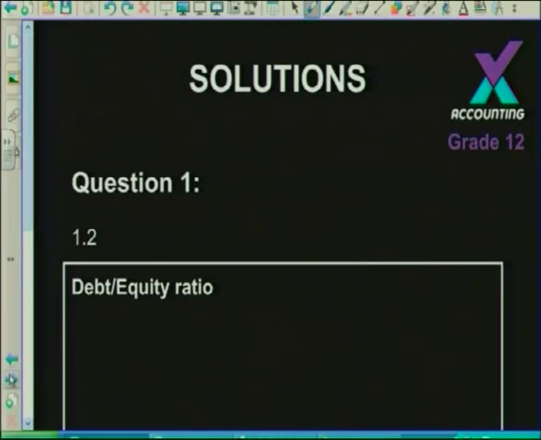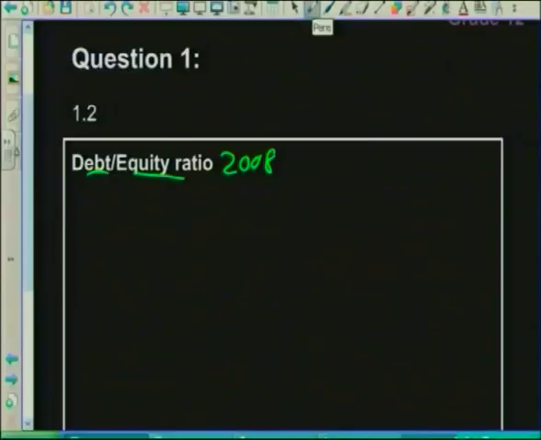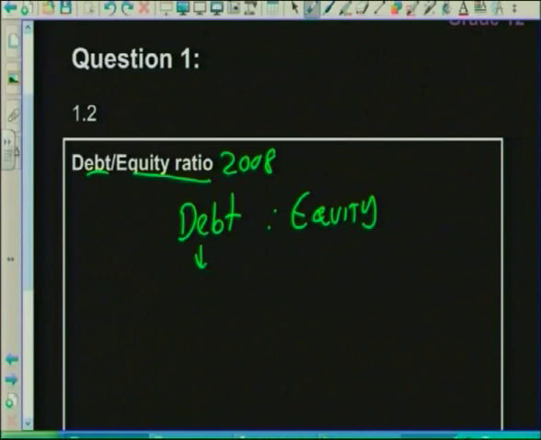We're now looking at your debt equity ratio. Debt equity ratio, remember guys, we're referring to your gearing ratio for 2008. Gearing ratio, we are comparing debt to equity. Simple as that. We're looking at your debt, comparing it to equity. What makes up debt? Here we're referring to your non-current liability. Equity, we all know equity for companies, we're referring to your shareholders' equity. Both these amounts will be found on the face of the balance sheet.